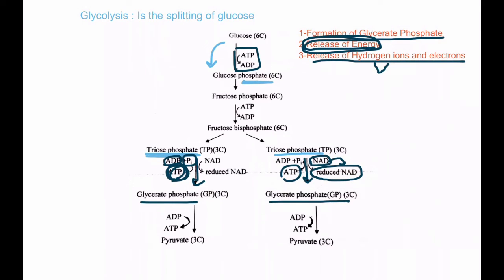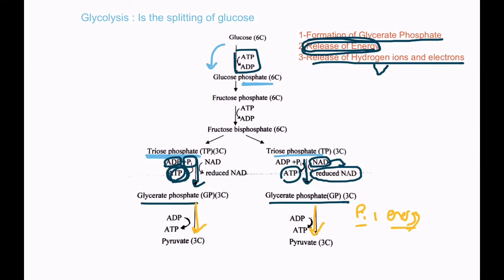And now each glycerate phosphate is converted into pyruvate. And this causes the release of phosphate and energy. Okay? And they will combine together with ADP to form ATP again.